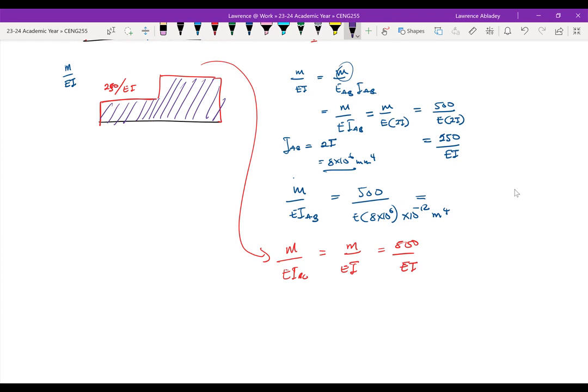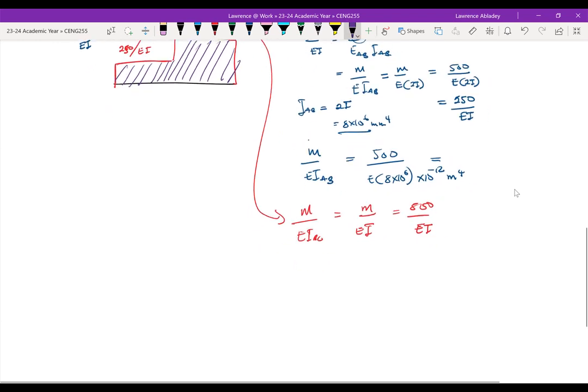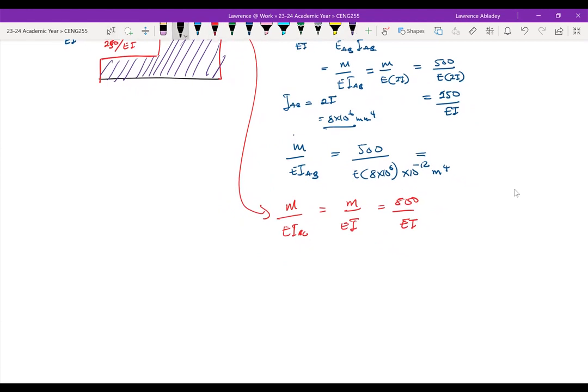Again, the goal was to find T_B, sorry, I think T_CA, which in this case is the same as delta C. So T_CA is the moment of the M over EI diagram.